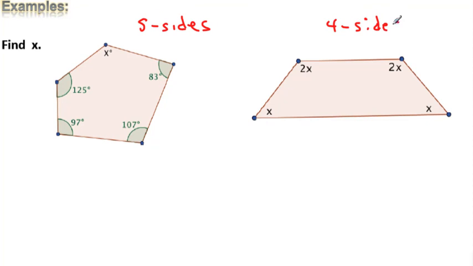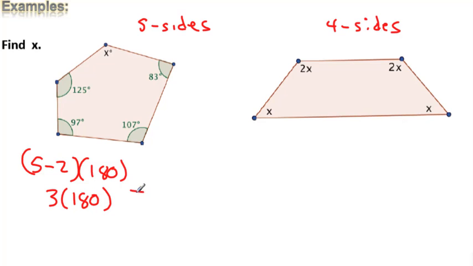Okay, so in the pentagon, 5 sides, the total number of degrees in the interior is (5 minus 2) times 180. Now if you want to, you can draw the triangles, but you don't have to do that because we have the formula now. That's just going to be 3 times 180, which equals 540 degrees. So how do we solve this problem now?